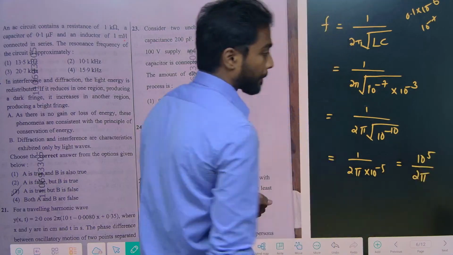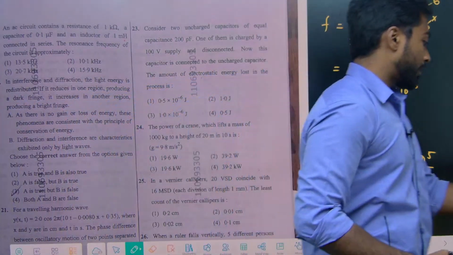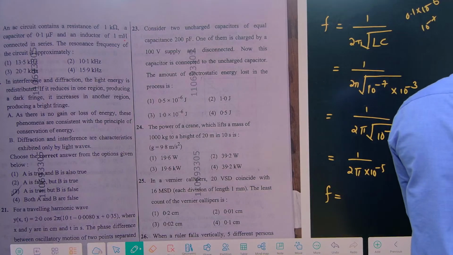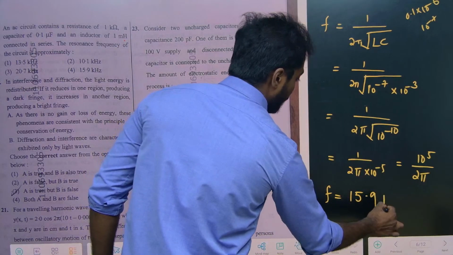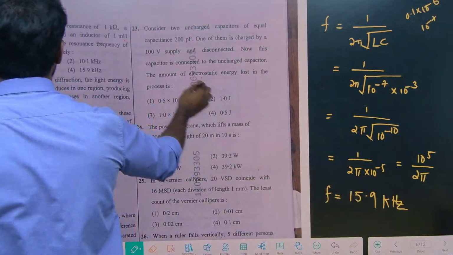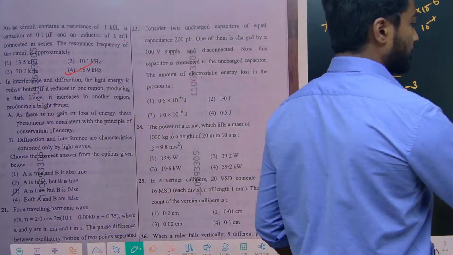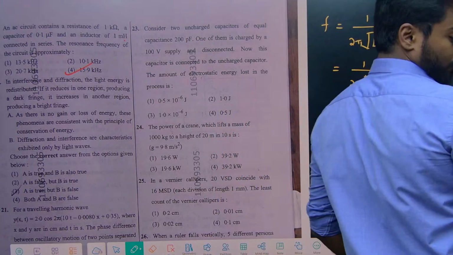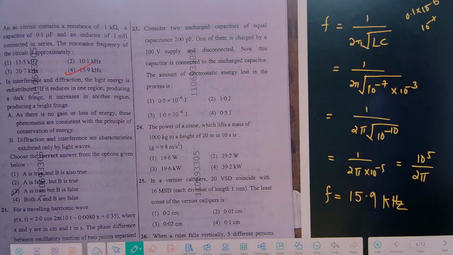So what will be the value? F is approximately 15.9 kilohertz. Option A, the fourth option, 15.9 kilohertz. Completed. We'll go for the 20th question.